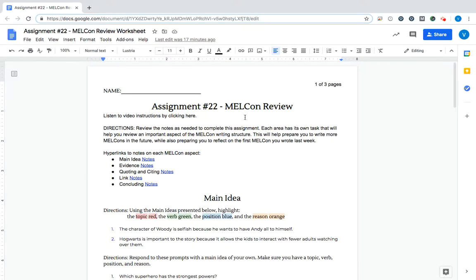So I wanted to explain the MELCon review assignment really quick. The directions: you're going to review the notes. These are all the notes to every different element of MELCon. So if you need to review any of these, just click the hyperlink here and it will take you to those slides.